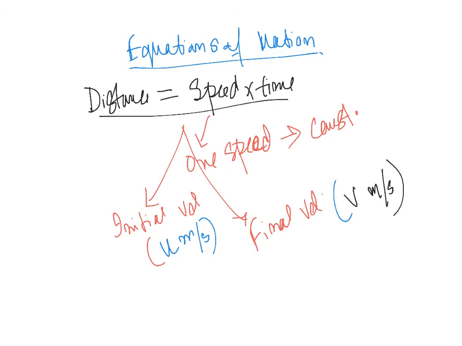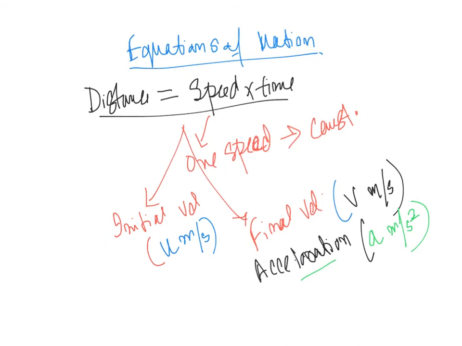And since this velocity is changing, we have come to a new term called acceleration, which is denoted by a and measured in meter per second square. Because instead of one speed, you have got two types of speed that we will be dealing with. The speed is changing because there is some acceleration. The equations of motion will have 3 equations. Great.